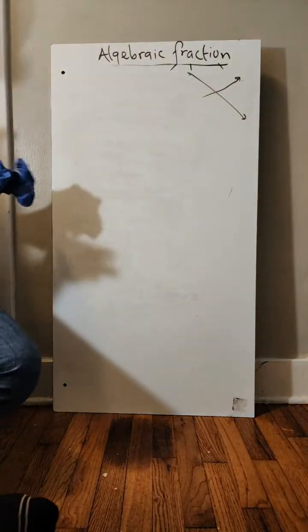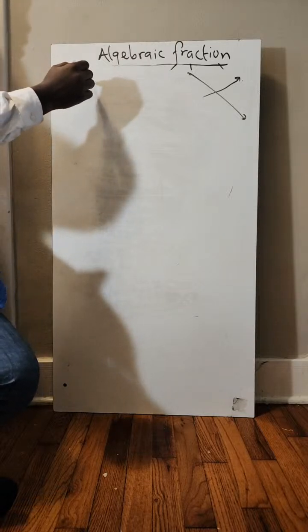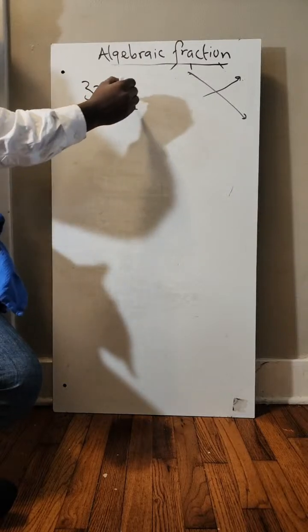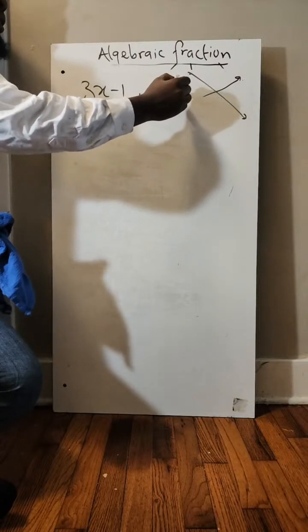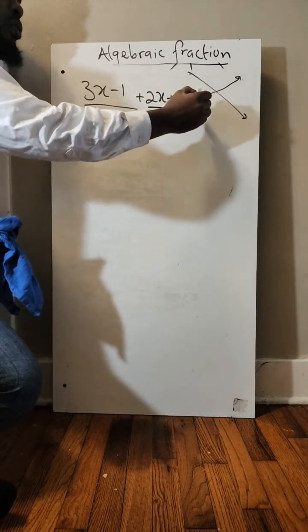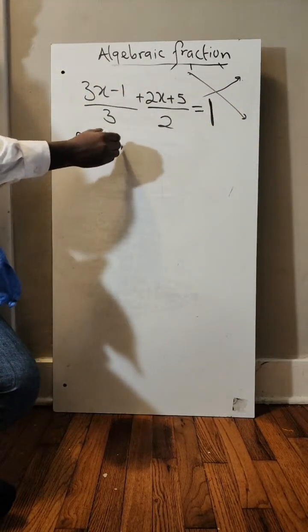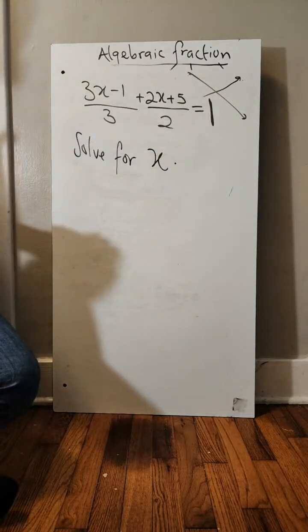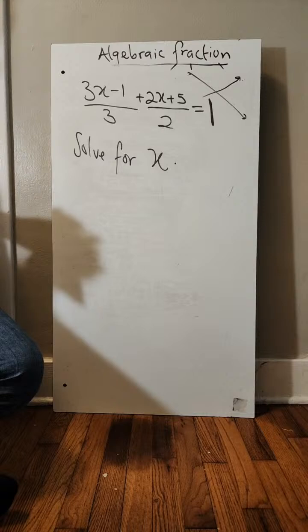I'm going to throw that as a problem, and I would like you to try it. That is, if you have something like 3x minus 1 over 3 plus 2x plus 5 over 2 equals 1. I want you to solve for x. Put the answer in the comment section. Let's see if you can do this. Use the same approach we've used. Solve for x and put the answer in the comment section.